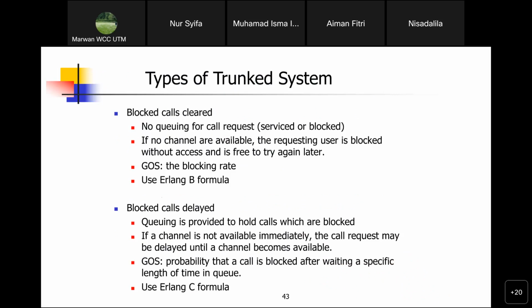Okay, so there are 2 types of GOS. One is what we call blocked calls cleared. This is a GOS system that doesn't even allow waiting delay. So meaning that if you have a GOS of 2%, let's say we work at 2%.